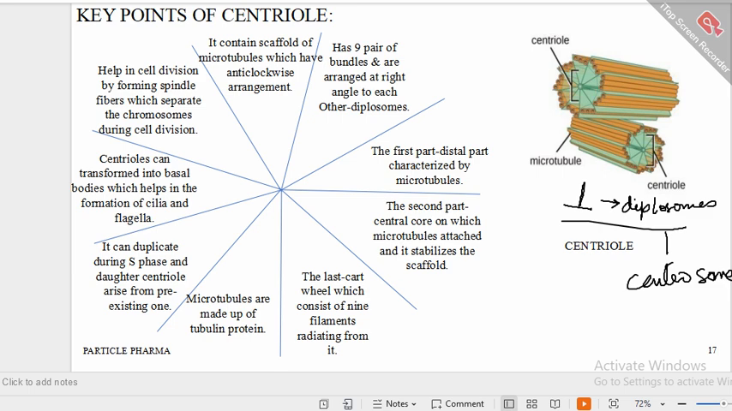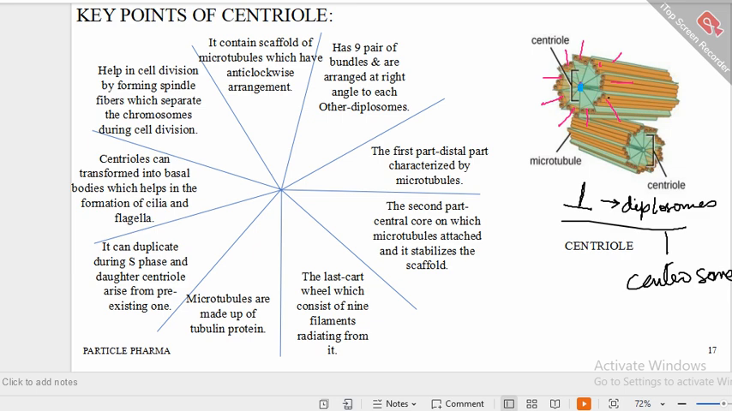So that arrangement is known as diplosomes, whereas the first part or the distal part is the microtubules, which are lying away from the center. So we can easily count 1, 2, 3, 4, 5, 6, 7, 8, 9. So 9 pairs of microtubules are there. Once again, I am showing it to you: 1, 2, 3, 4, 5, 6, 7, 8, and 9. So these are the 9 pairs of microtubules which are arranged perpendicular to each other and are away from the center, which we have seen. So this is the first part, and the second part is the central core part.